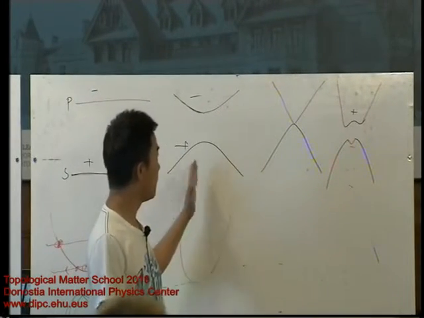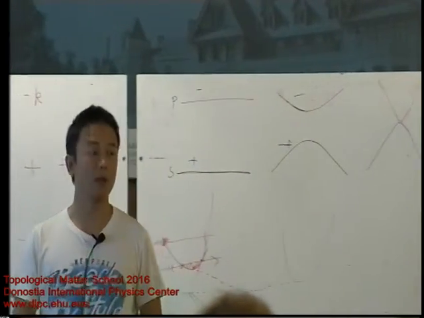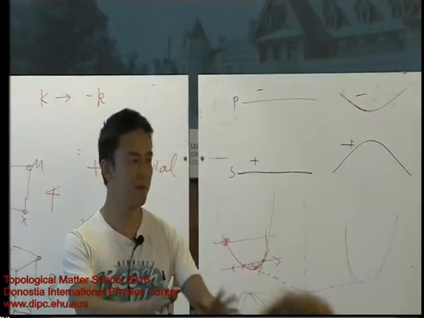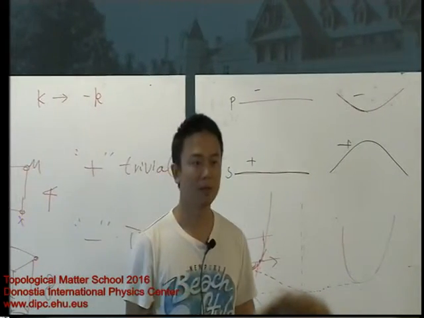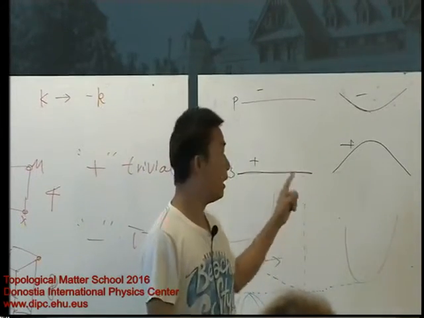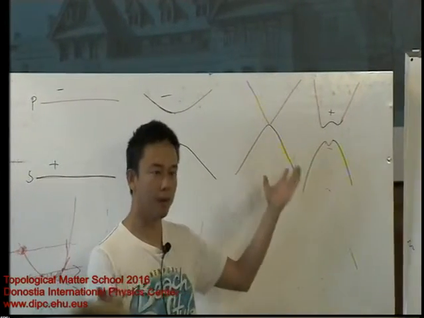That means we tune some parameter, for example, maybe the strength of the coupling. In a given real material, you cannot tune it anymore, but suppose in theory we just think in this way. And most importantly, there will be a critical point where the bands touch, and then open again.